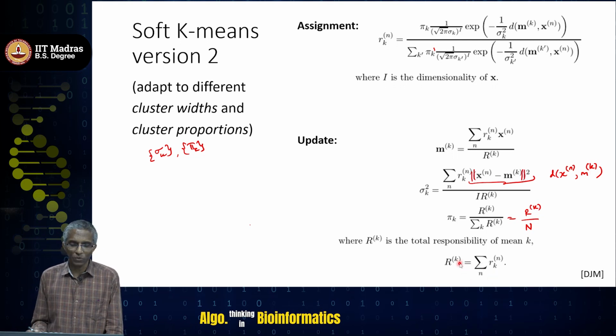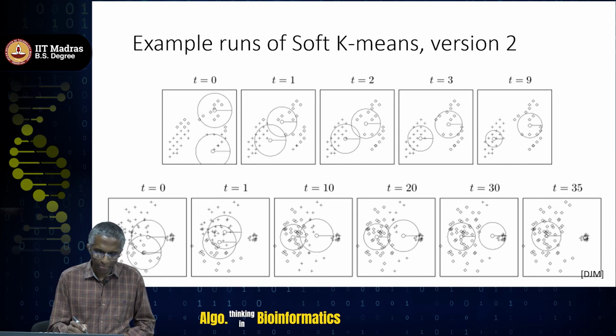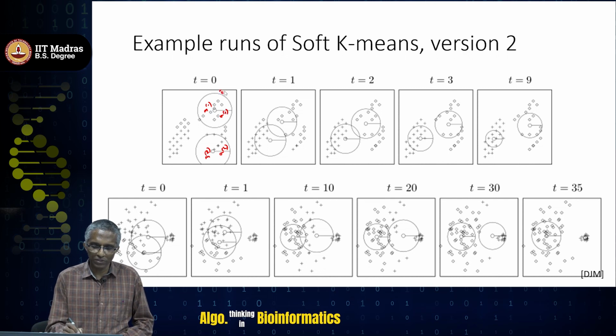Let's see how it works on the data. So here is the initial time equal to 0. This is your initial parameters theta 0, that is being shown here. These are the two cluster centers, and then you have the cluster widths, right? So this is m of 1, this is m of 2, and the cluster widths are sigma of 2 and sigma of 1. And then pi 1 is set to 1 over 2 and pi 2 is set to 1 over 2 initially, okay?